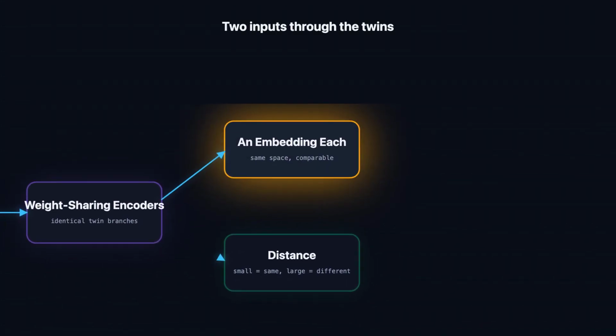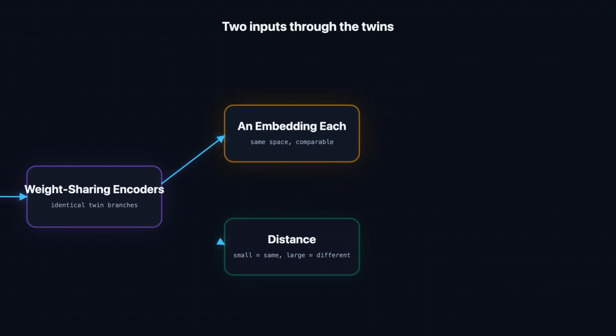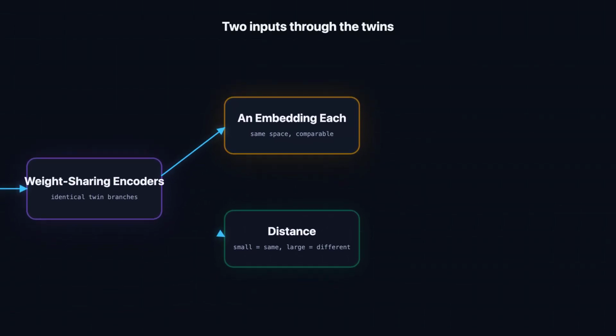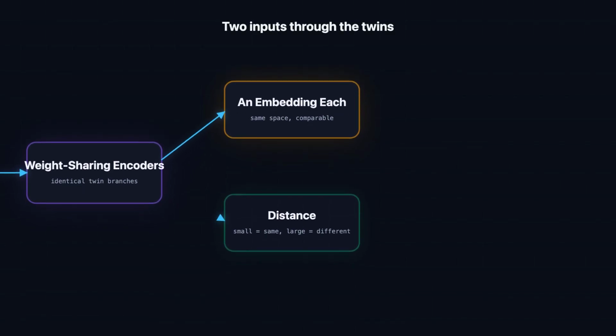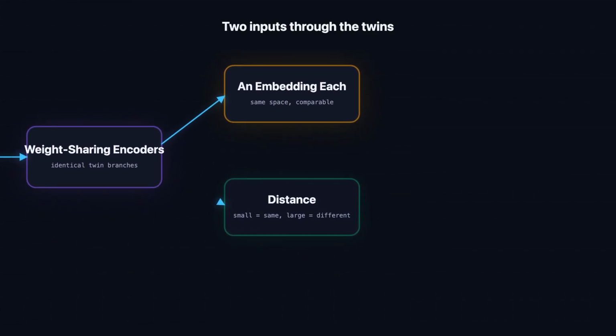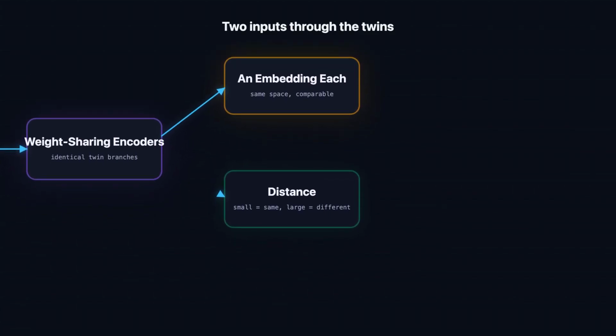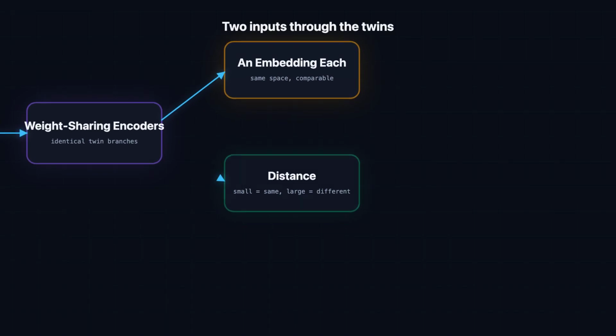Each branch turns its input into an embedding, a compact vector of numbers that captures what the input really is. Now, the whole comparison lives in that vector space rather than in raw pixels or ink strokes. Two photos of the same person should land near each other. Two different people should land far apart.